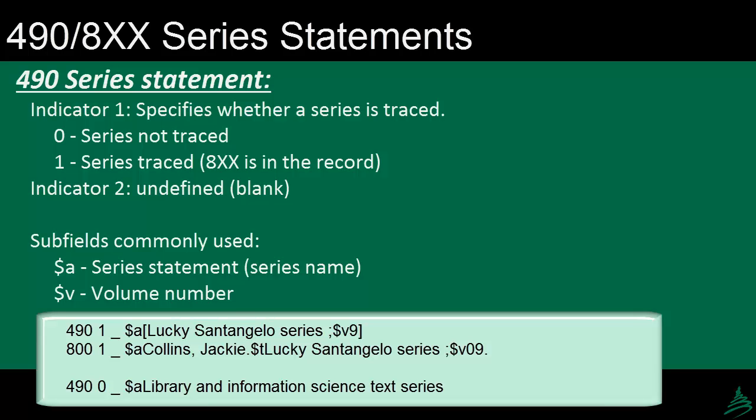What I do is I go and I look for the previous title in the series and see how that bib record was cataloged, how was that series handled, and I just cut and paste from that record and just change the numbers. So if I had the next book in the Jackie Collins Lucky Santangelo series, number 10, but there were no 490s, there were no 800s in that, I would go look for the previous ones and see how they were done.